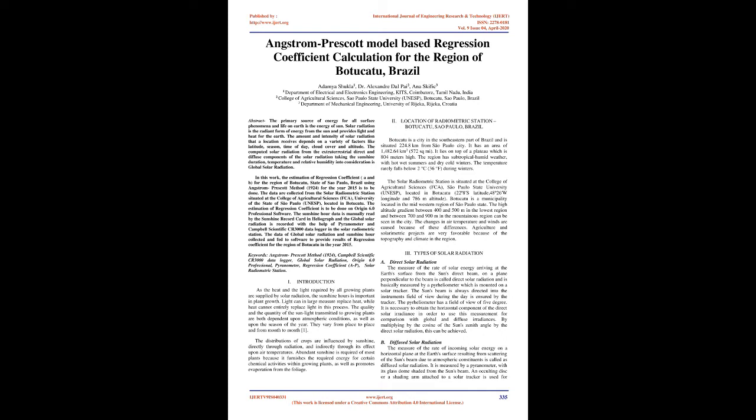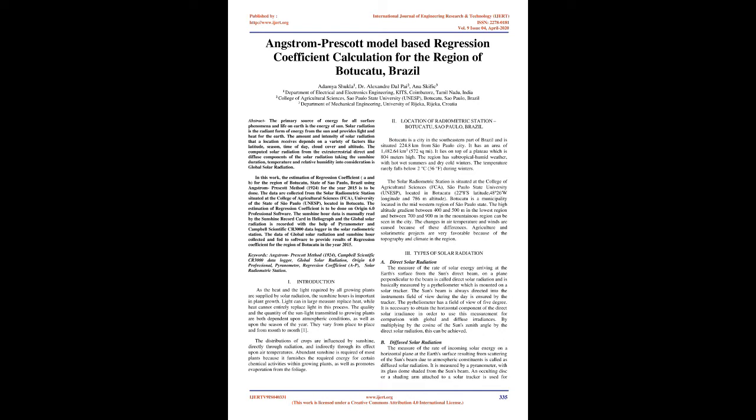1. The distributions of crops are influenced by sunshine, directly through radiation, and indirectly through its effect upon air temperatures. Abundant sunshine is required by most plants because it furnishes the required energy for certain chemical activities within growing plants, as well as promotes evaporation from the foliage.